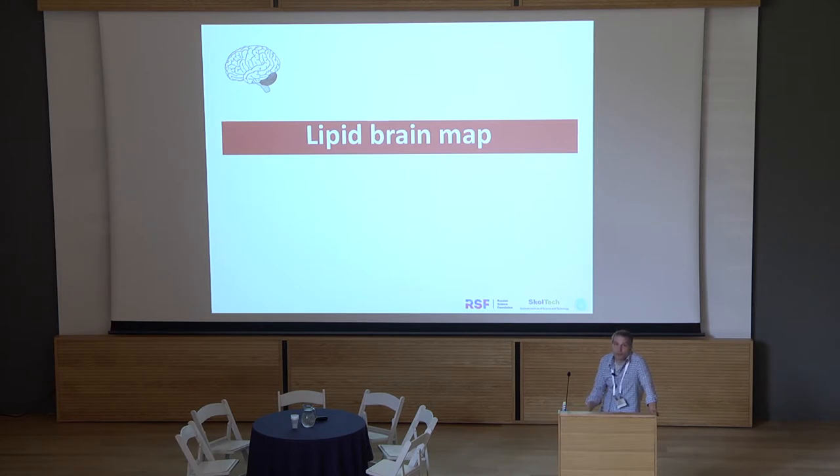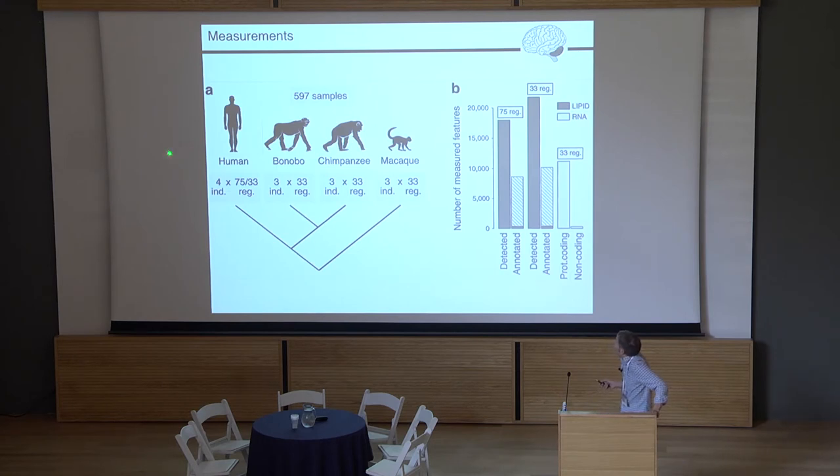And finally, actually one before last, the big project we're doing now. Many people are doing different kinds of brain maps, so we decided not to be left behind and also do a brain map, and this is a lipid brain map. We took adult humans, chimpanzees, macaques, and we also took bonobos, which are relatives of chimpanzees. We're looking at a lot of lipids, and we're also doing RNA-seq, because RNA-seq is easy. Lipids is what we do.